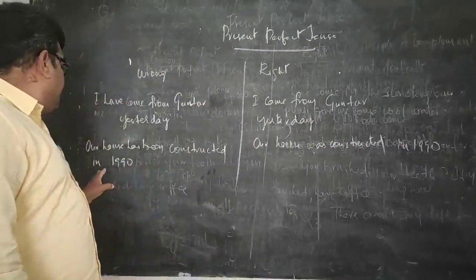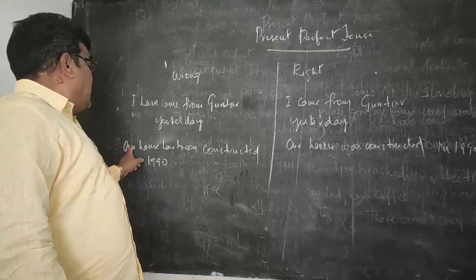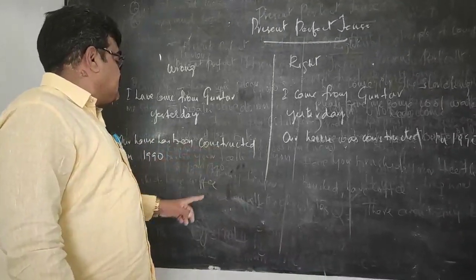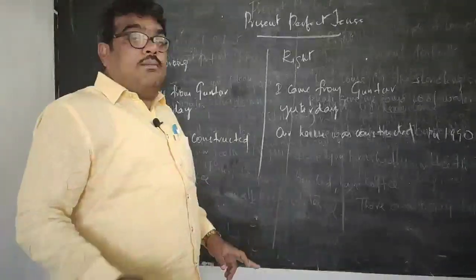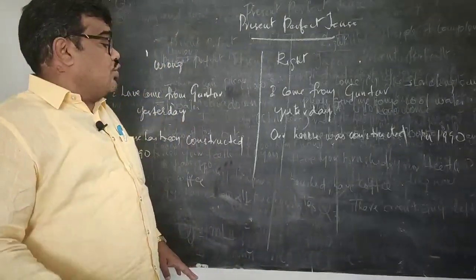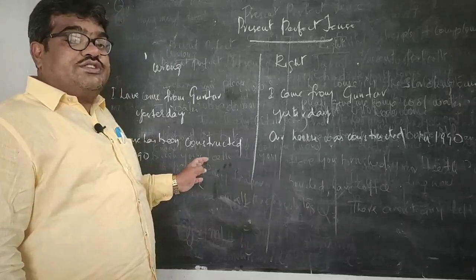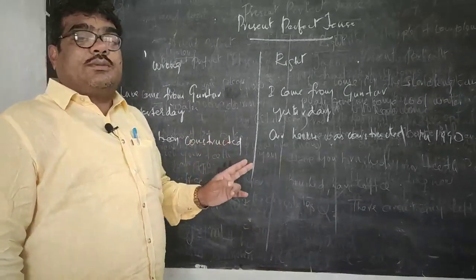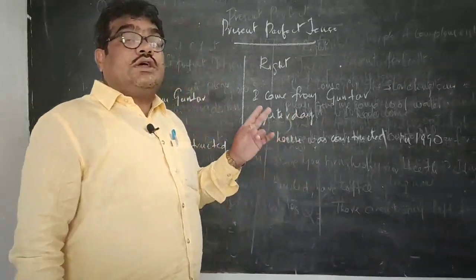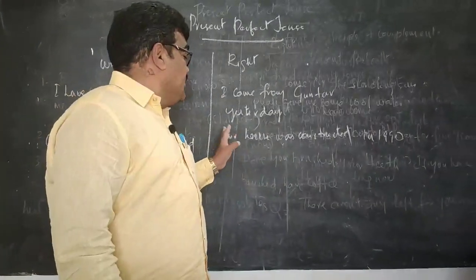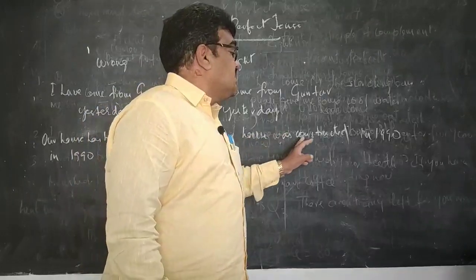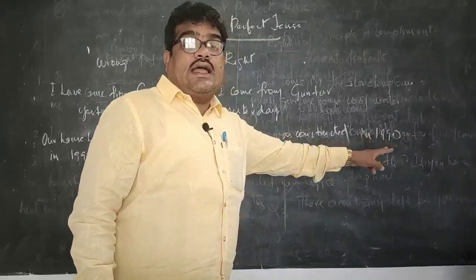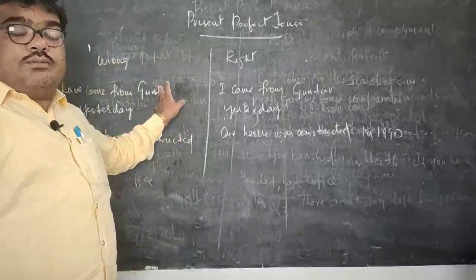Another example, our house has been constructed in 1990. It sounds correct, but grammatically it is wrong because the expression in 1990 talks about the past and we must use simple past tense. So the correct usage is, our house was constructed in 1990. Note down, please.